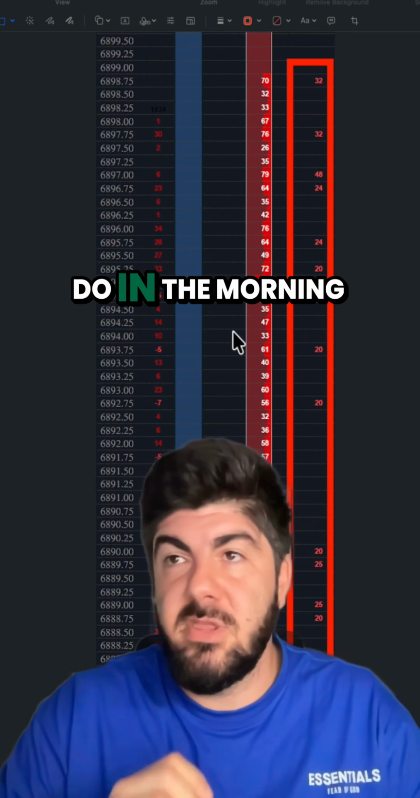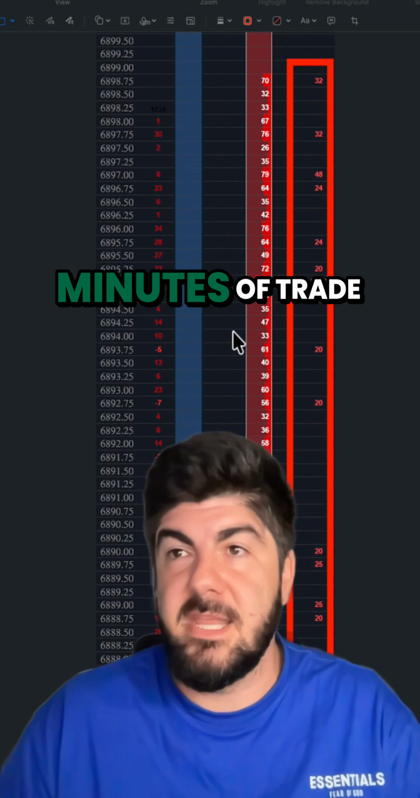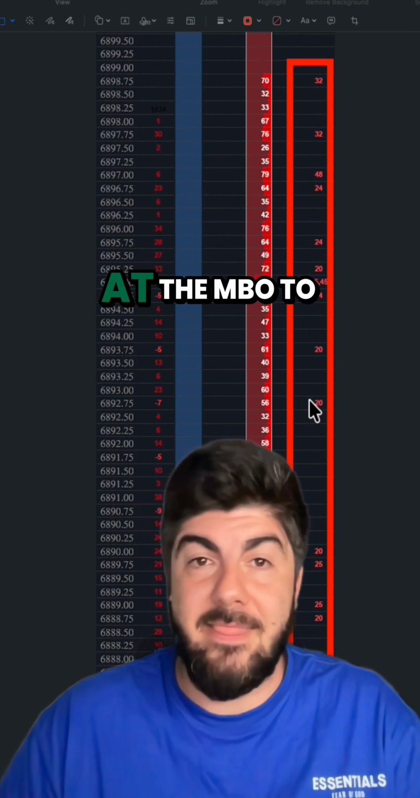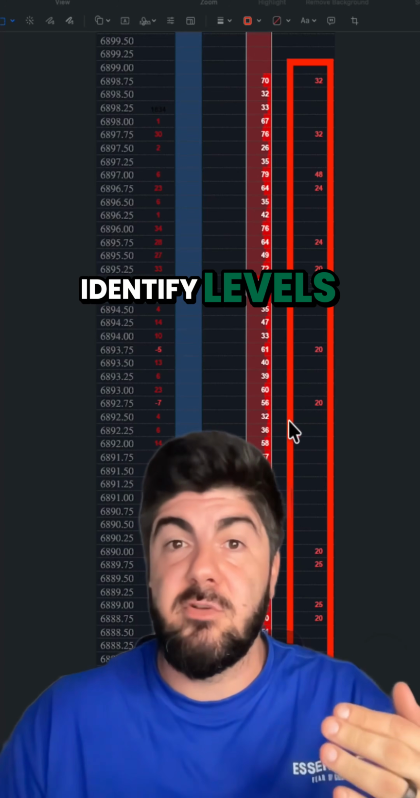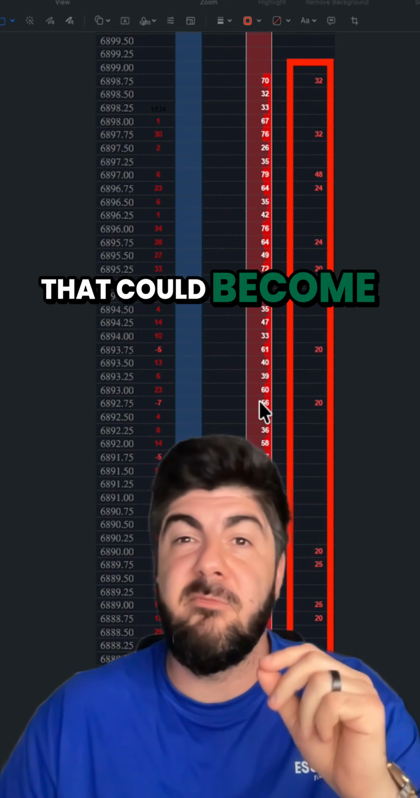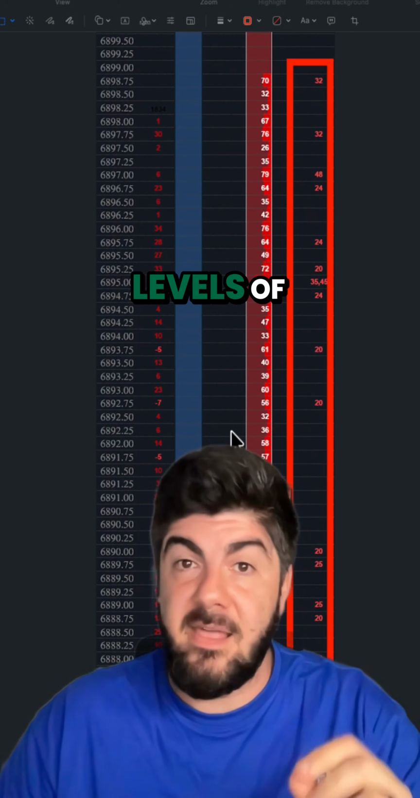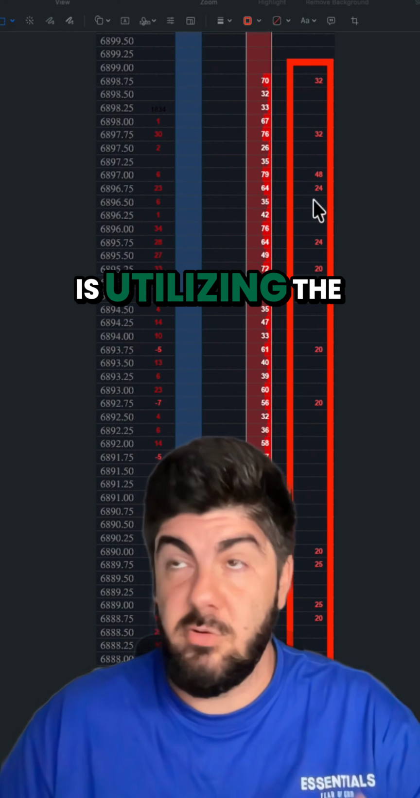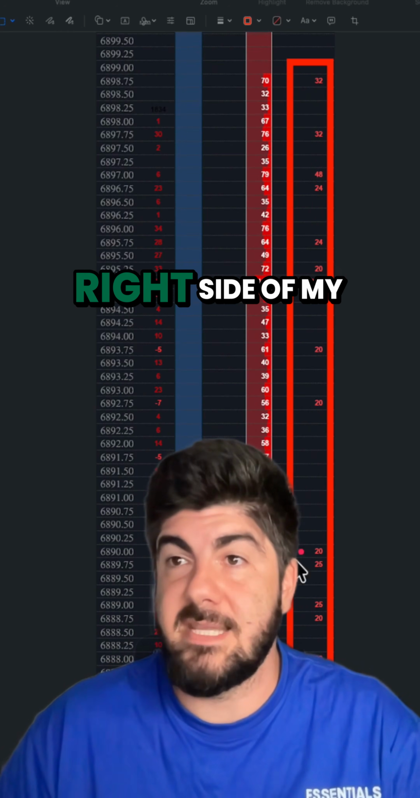The first thing I do in the morning, after the first 5 or 10 minutes of trade, is start to look at the MBO to identify levels where there's high liquidity that could become future supports, resistances, and levels of interest. The way I do that is utilizing the MBO tool, which appears on the right side of my ladder.